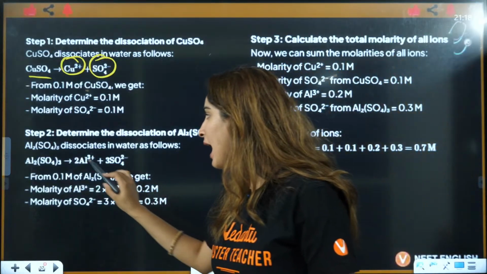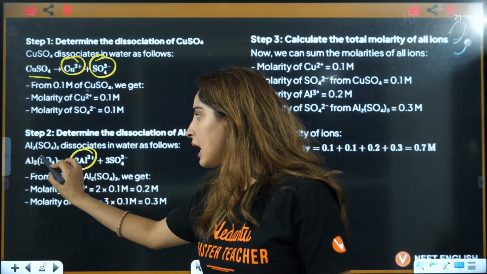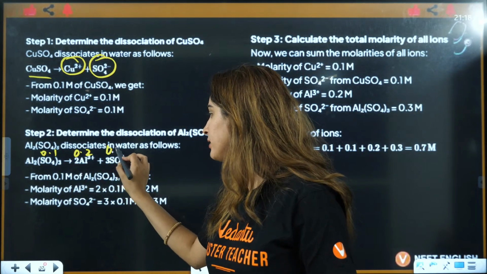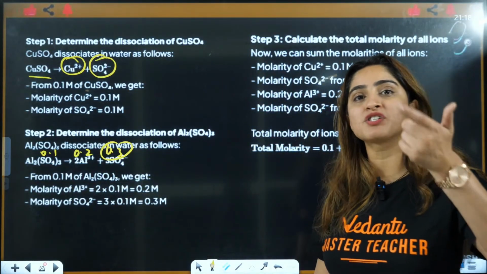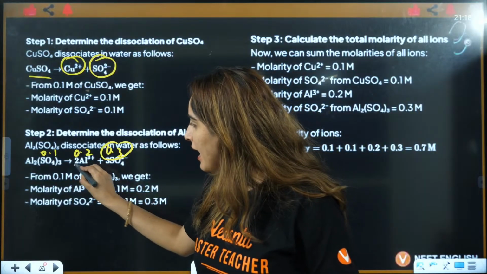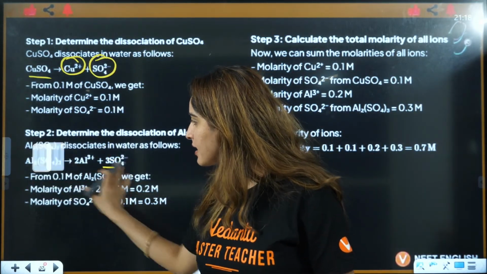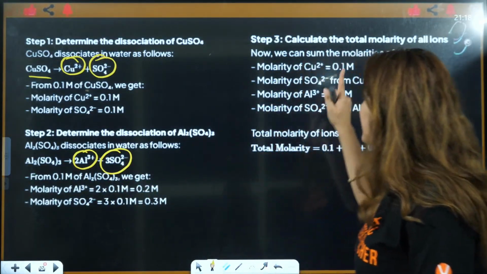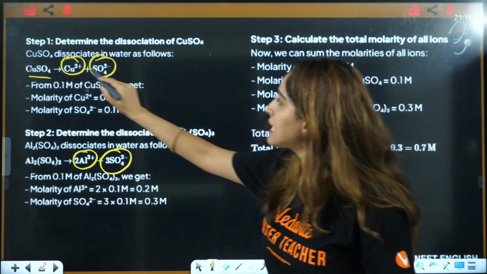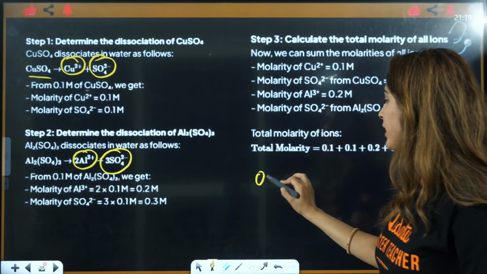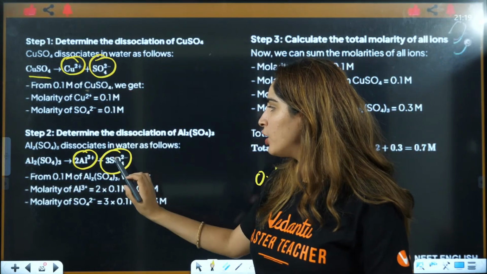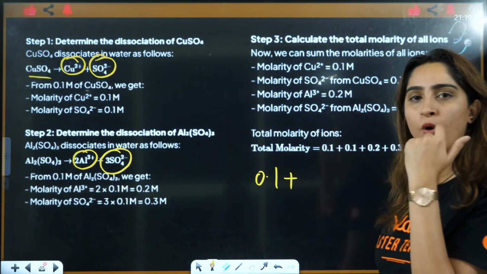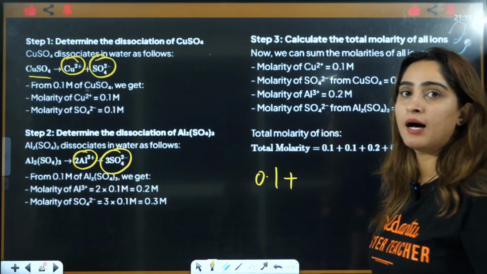Then you have Al2(SO4)3. This is 0.1. Then this will be 0.2 because 2 into 0.1 is 0.2, and this will be 0.3 because the concentration is multiplied. These are 2 ions, so it will be multiplied by 2, and these are 3 ions, so multiplied by 3. Now you have to add all of that. Cu is 0.1, add 0.1. SO4, 3 here you have. So you will add all the possible SO4 2- molarities.